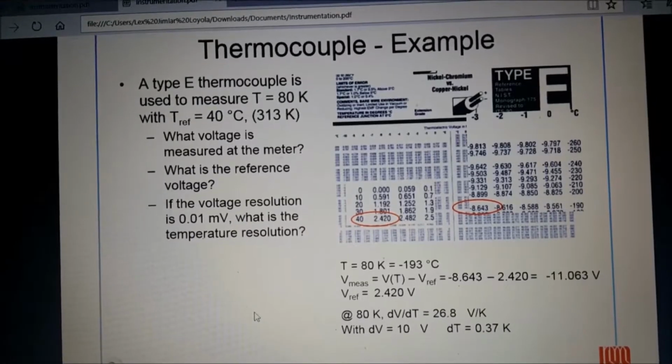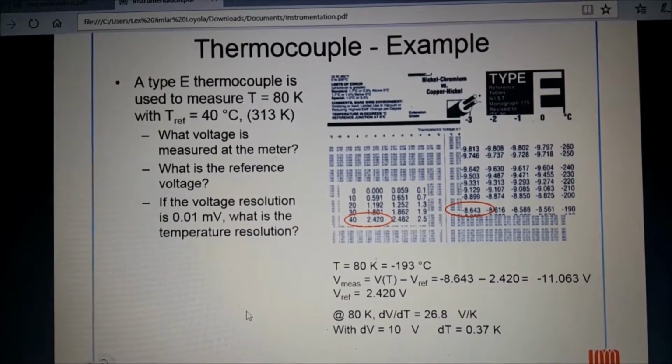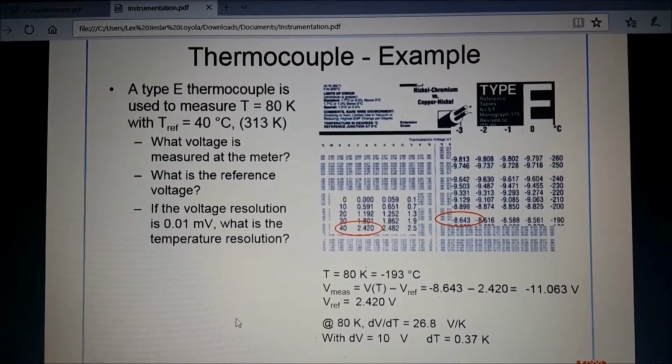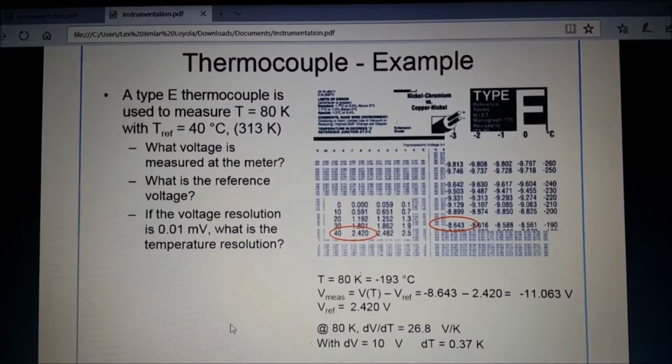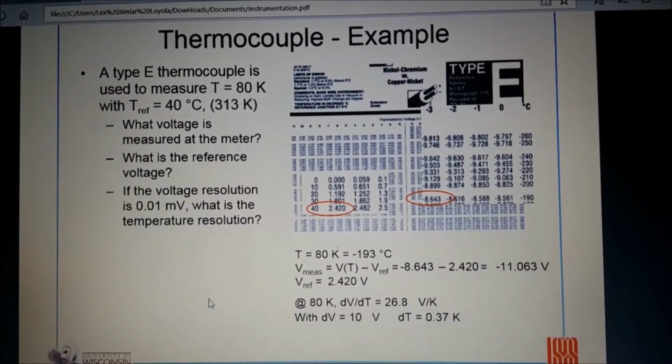Ngayon, ipapakita natin kung paano mag-solve ng isang thermocouple problem. A type E thermocouple is used to measure T is equal to 80 Kelvin with temperature reference 40 degrees Celsius or 313 Kelvin. For the first question, what voltage is measured at the meter?